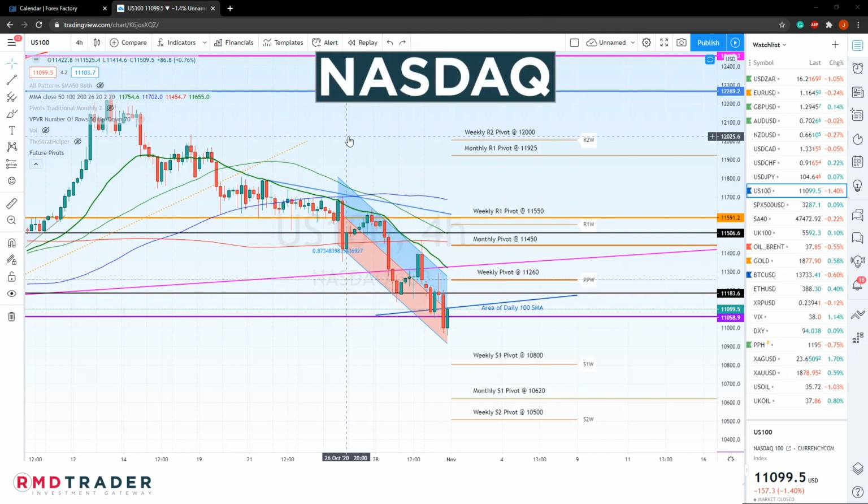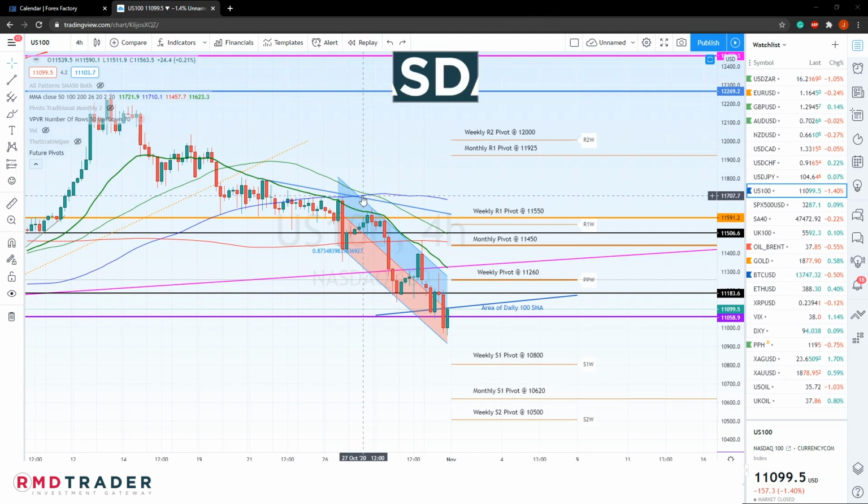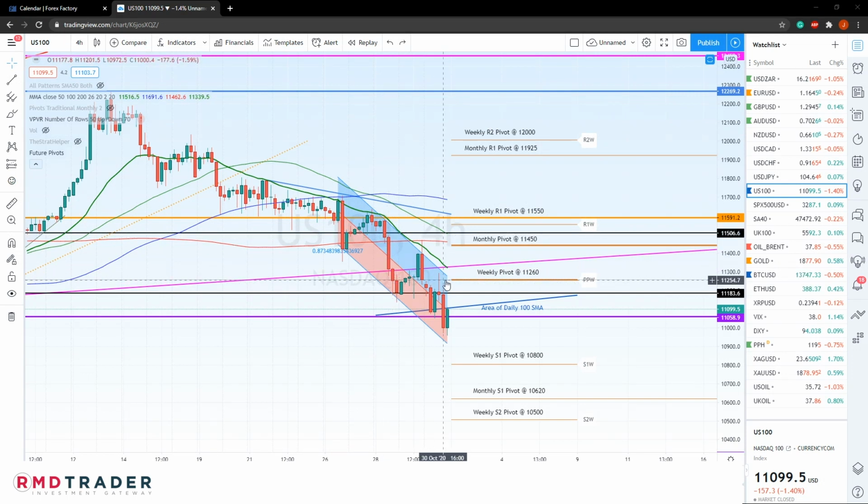We are now moving on to the US 100 or NASDAQ. Last week, price convincingly broke below the important key level of 11,500. It briefly came back to retest this 4-hour 200 SMA. However, price has currently settled on the 100 daily SMA, which I've projected on the 4-hour. You can see that in this blue color over here.